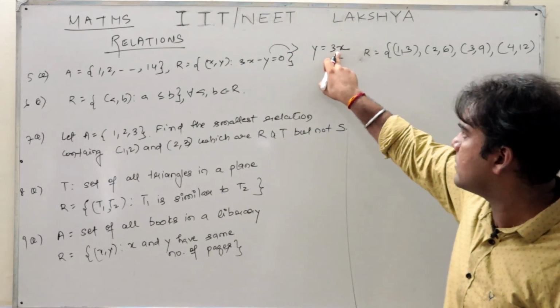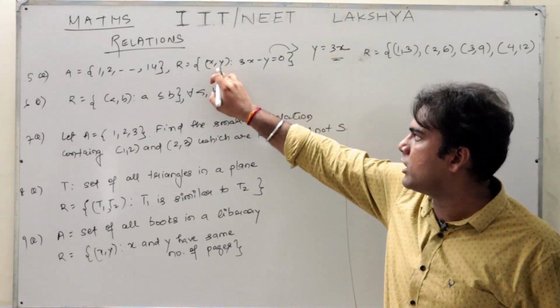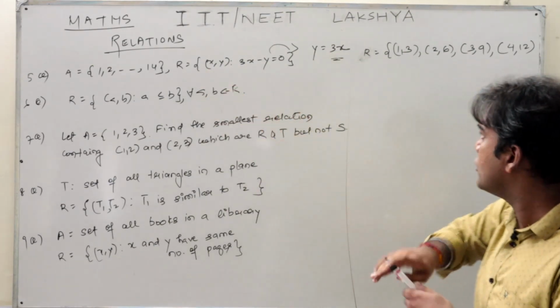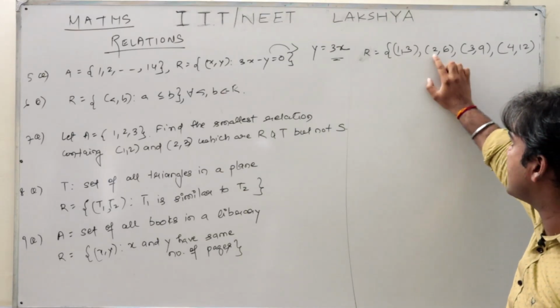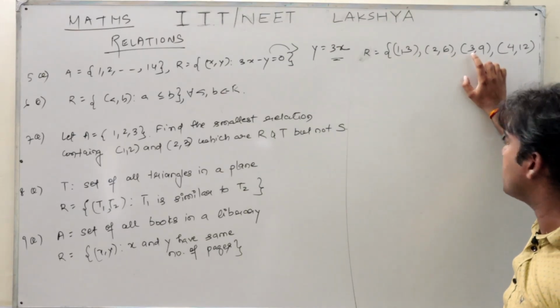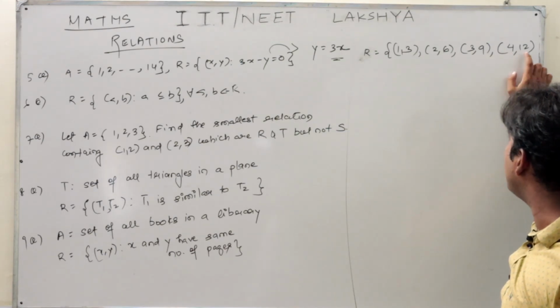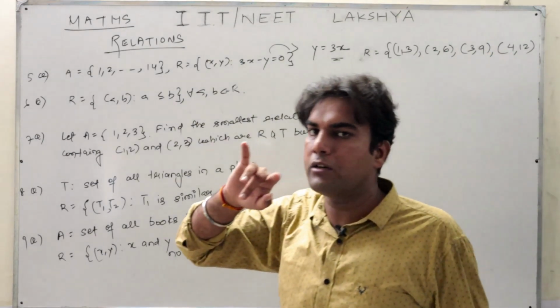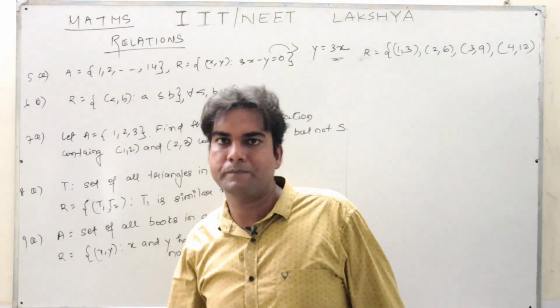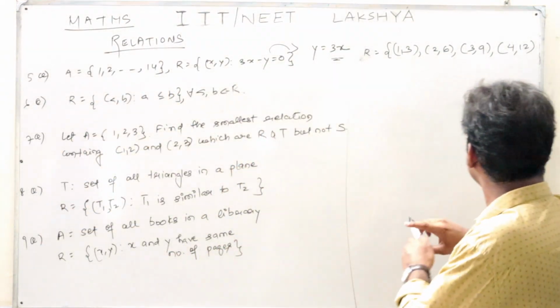Try to understand, ordered pair of x and y, but y is 3x. So if my x is 1, y will be 3. If my x is 2, y will be 6. If my x is 3, y will be 9. X is 4, y will be 12. X is 5, then y will become 15, but 15 is not there. So that is my relation R.